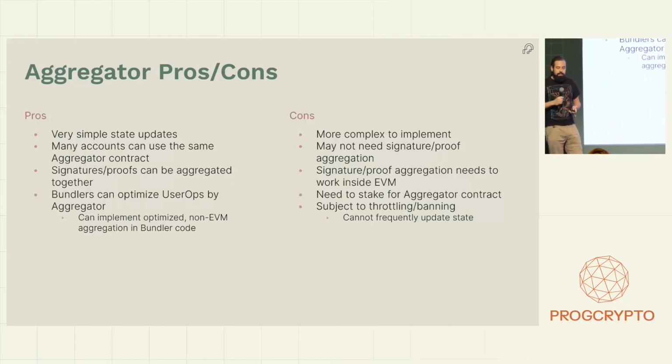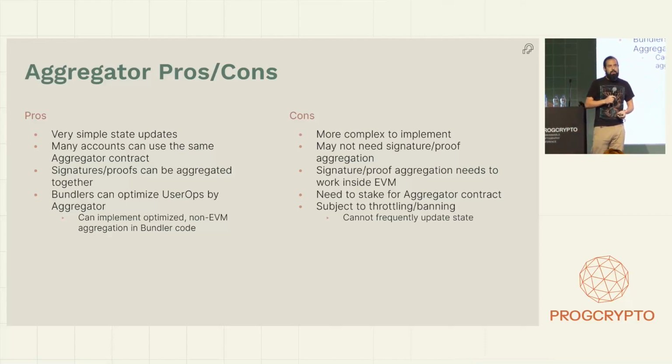So you have very simple state updates. Many accounts can use just one contract for verification rather than having it inside of the code for each one. And there are a lot of optimizations that bundlers can do in how they group these together, including things like running non-EVM cryptography libraries to make the performance of bundling those together faster.